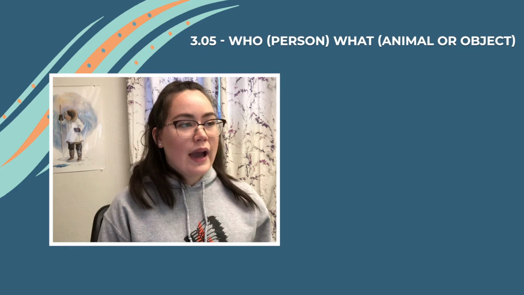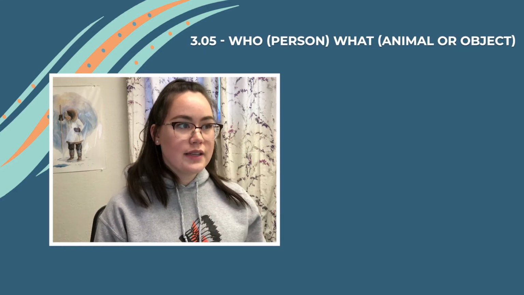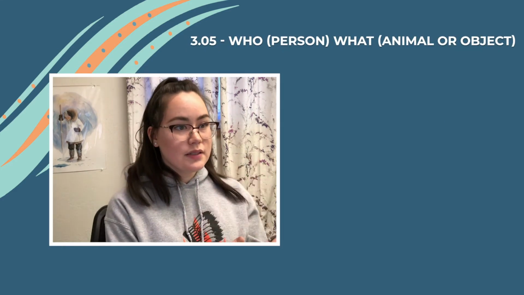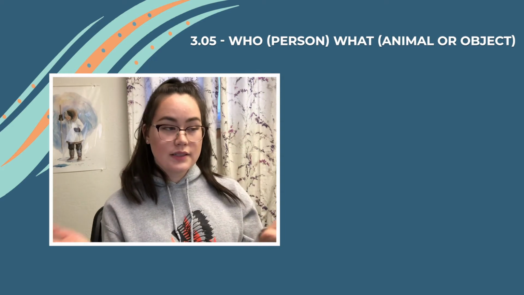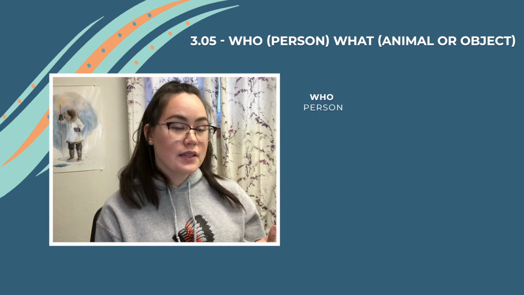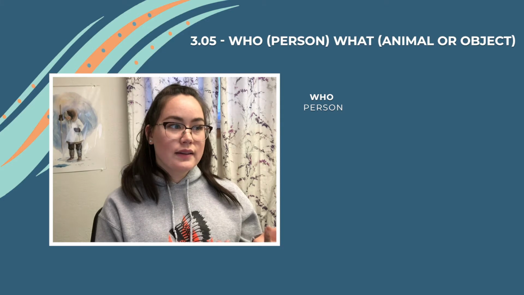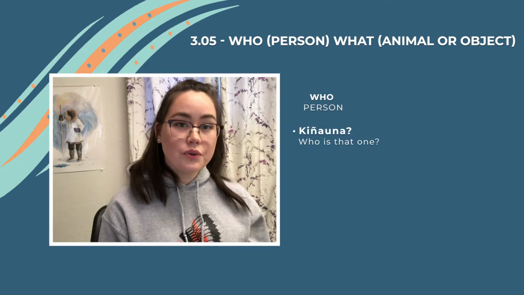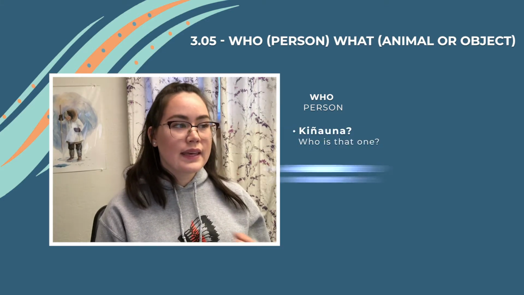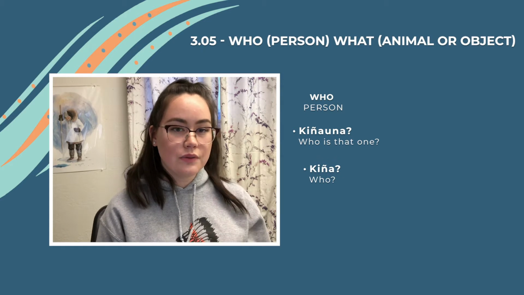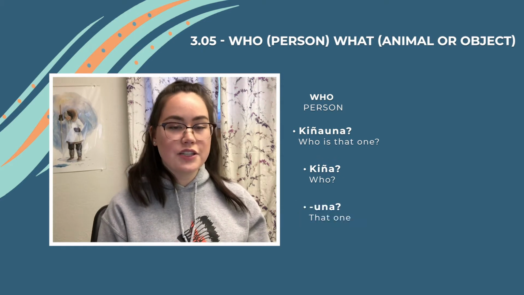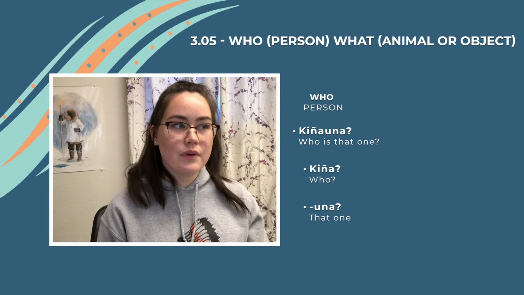In Inupiaq, we have questions that refer to whether it is a person or an animal or object. When referring to a person, we would say, Kinauna, who is that one? Kina literally translates to who, and una literally translates to that one, who is that one.